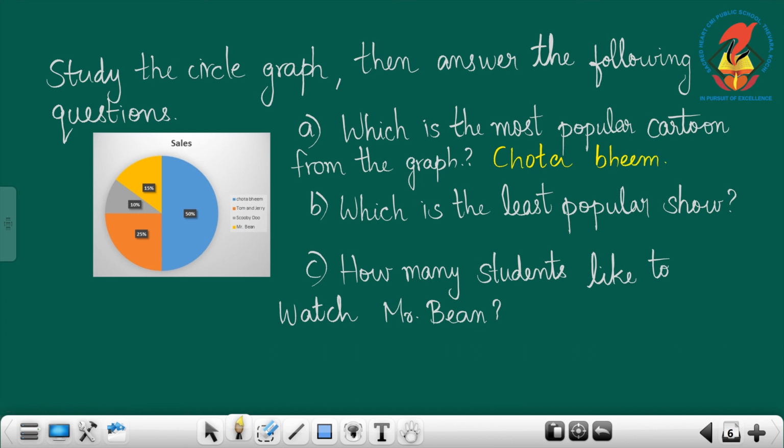Okay. Then the question: which is the least popular show? Least, that is Scooby Doo. Okay. So the last question: how many students like to watch Mr. Bean? Mr. Bean is the yellow or orange one. How much percentage is there? That is 15%.